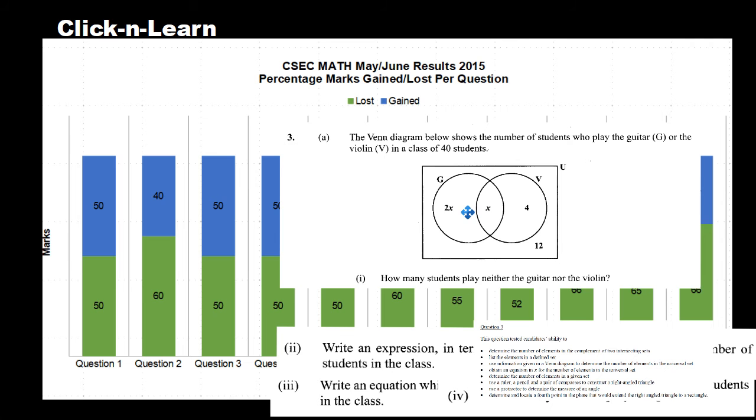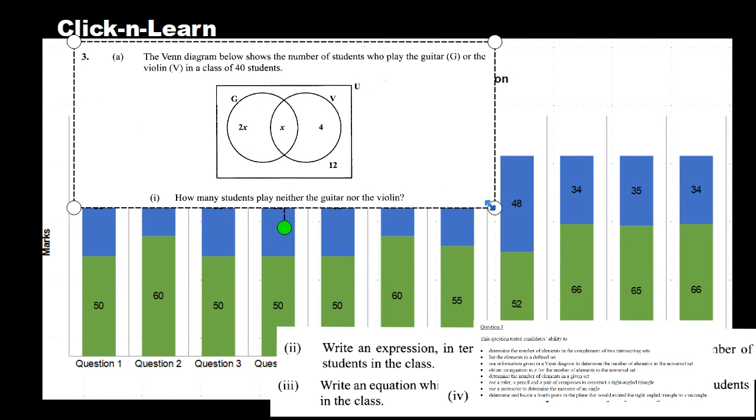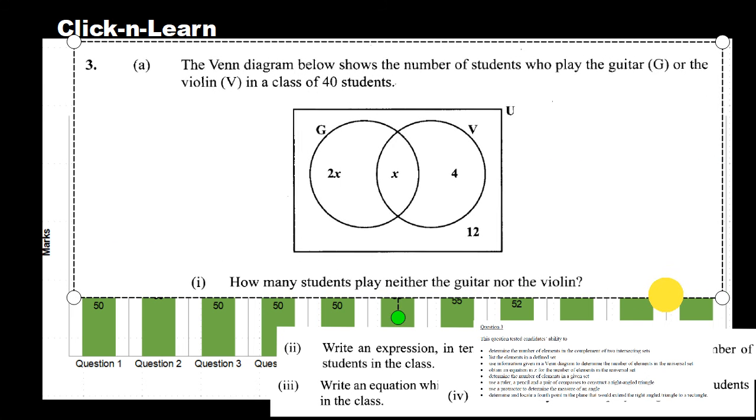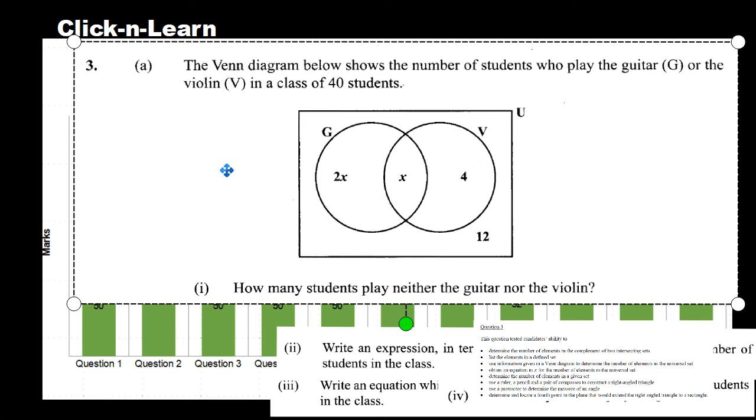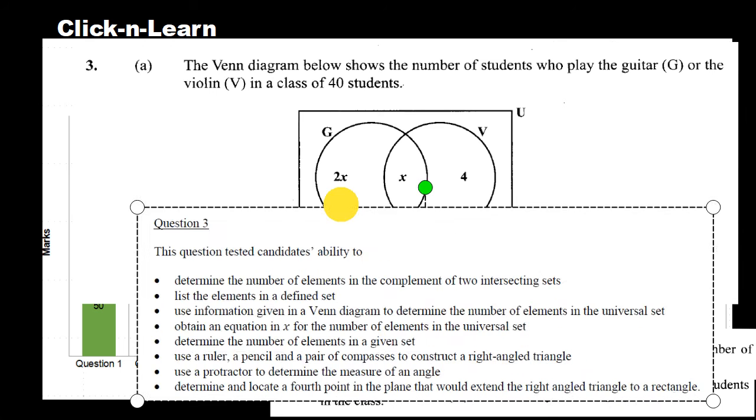The question dealt with Venn diagrams. The Venn diagram below shows the number of students who play the guitar, G, or the violin, V, in the class of 40 students. Now the thing is, these questions are designed to test your knowledge, understanding, and reasoning of problems such as that.